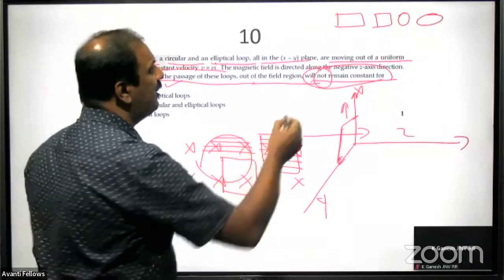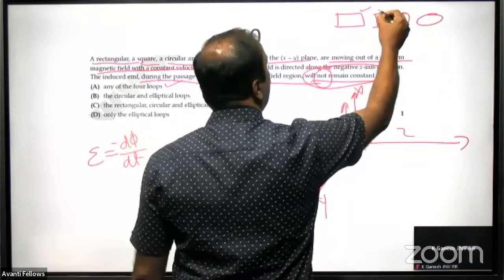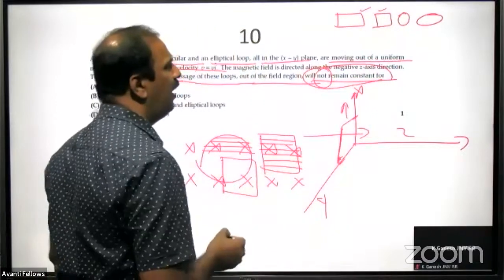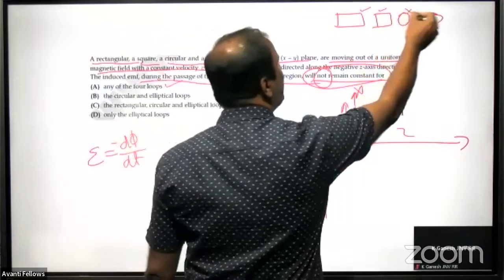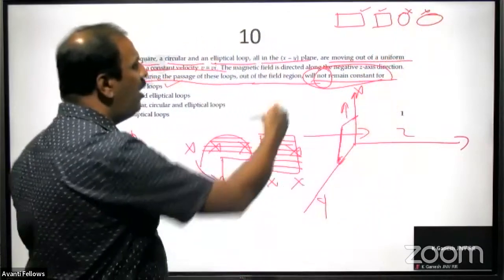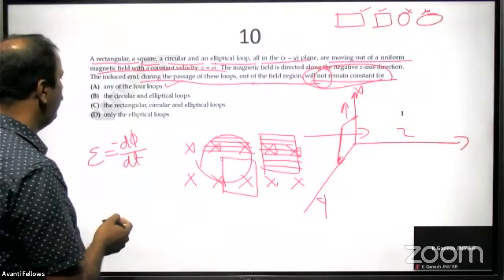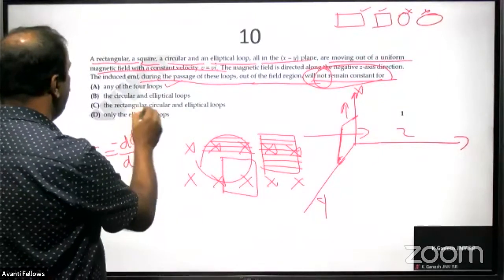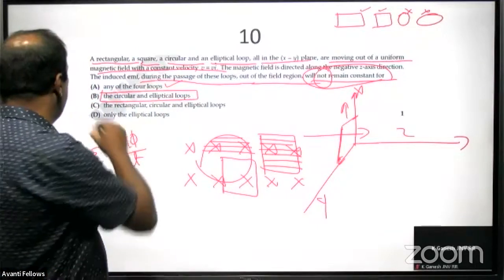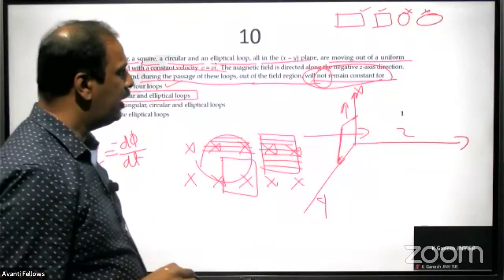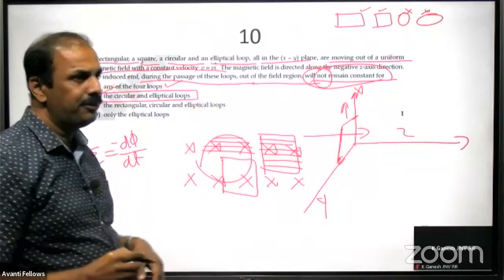So if you take these two, what happens? The rate is the same. For these two, the rate is not the same. So it will not remain constant for which one? The circular and elliptical loop, it will not remain constant. So this will be the answer for that. So that's how we have to check it.